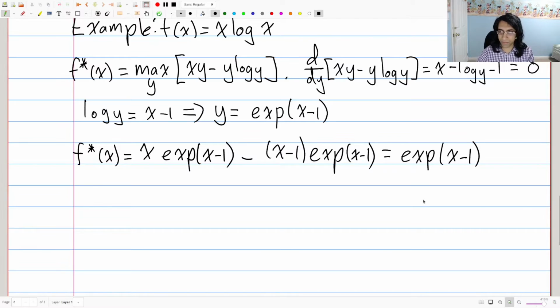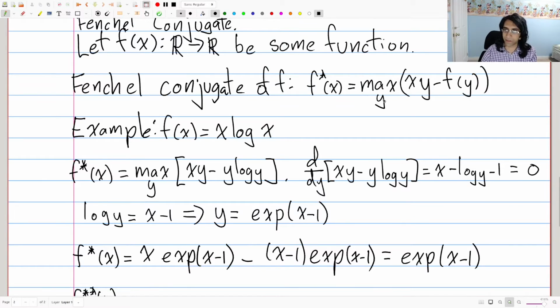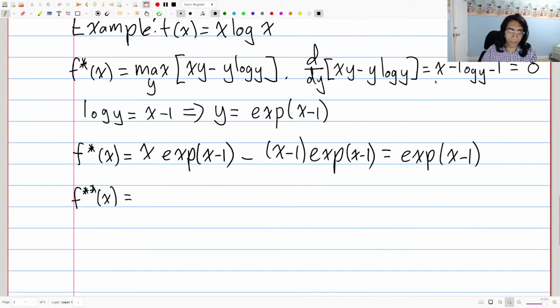So that might seem, okay, so why did we do this? Well, be patient with me and let's keep going. What happens if we take the Fenchel conjugate of the Fenchel conjugate? There's nothing too difficult about this in the sense that we can always do it again. I'm just going to write it like this, f star star of x. This is going to equal, just apply the definition again. Recall the definition is max over y of xy minus f of y. Well, we can just do that again: max over y of xy minus exp of y minus 1.